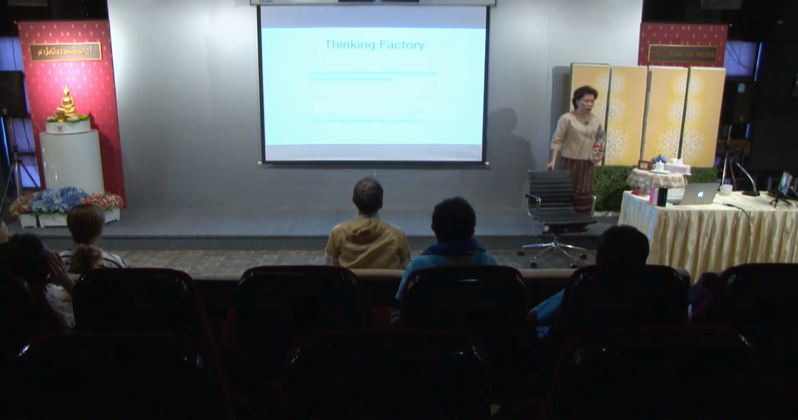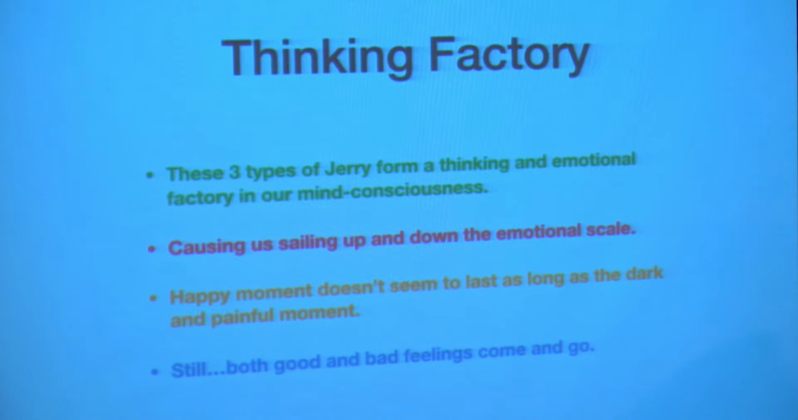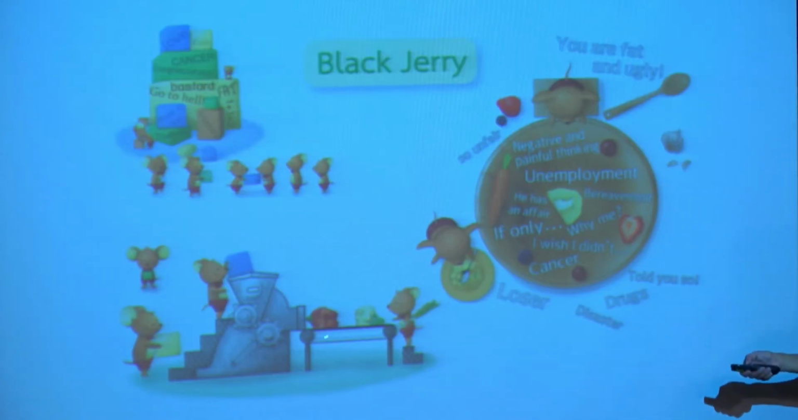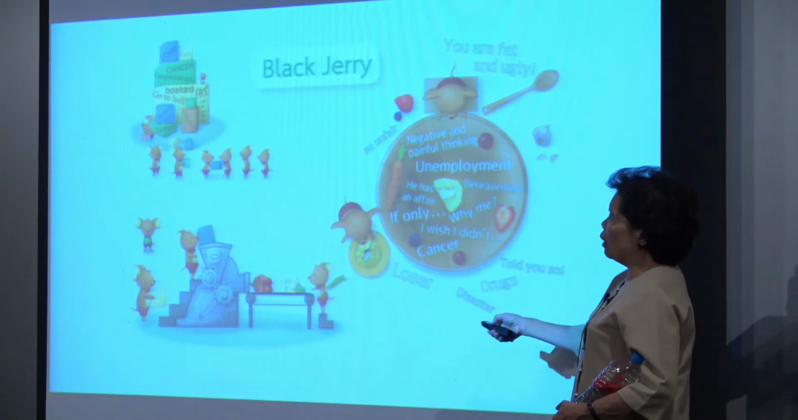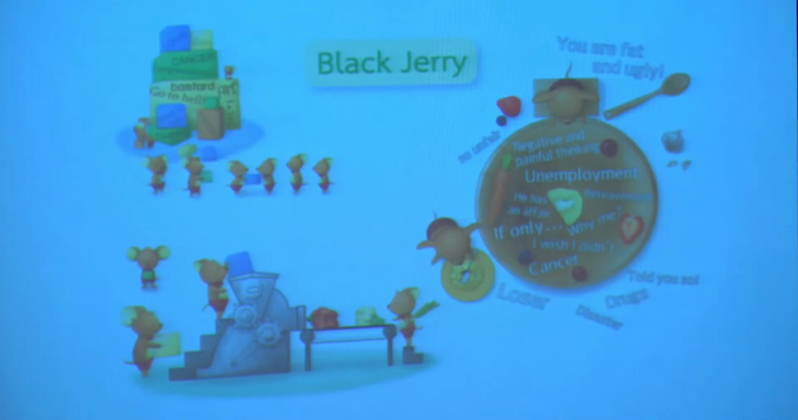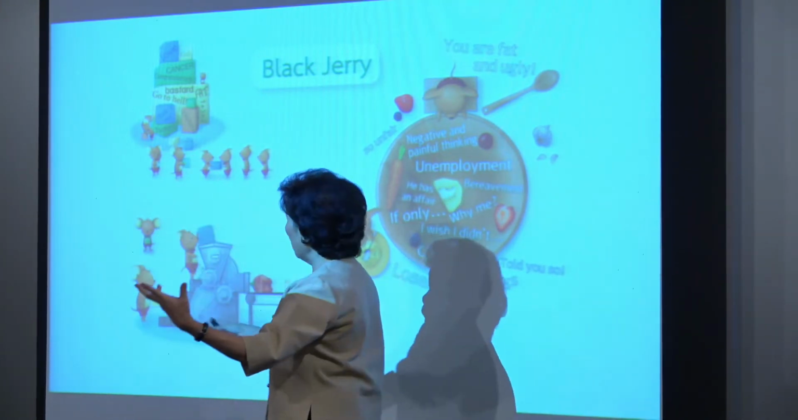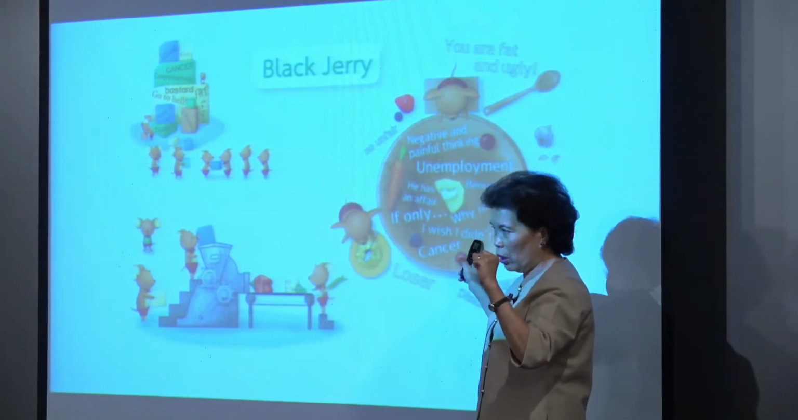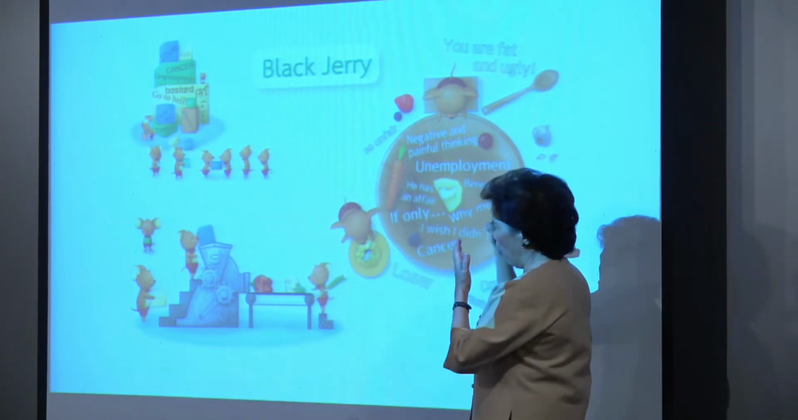The happy moment doesn't seem to last as long as the dark and painful moment. Still, both good and bad feelings come and go. So these three things form a thinking factory in this sense. Can you see? The memory feeds the information into the machine of this master chef, and once the master chef gets all the ingredients, it will magnify, multiply, snowball. You know, snowballing: a little snowball that you keep rolling turns into a ginormous ball of snow. This is the ability of this thinking factory. It's not good nor bad. It's just a natural function that the law of the universe built that way.